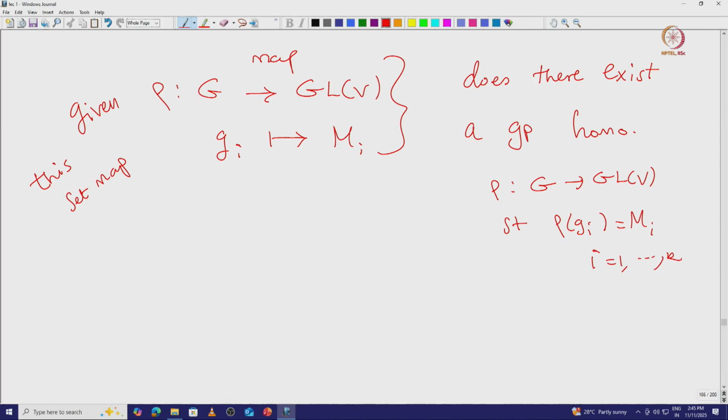The answer to this question is: not always. You cannot always expect a group homomorphism such that rho of g_i equals M_i for all given set maps from S to GL(V). So, how do we make sure that such a group homomorphism exists?